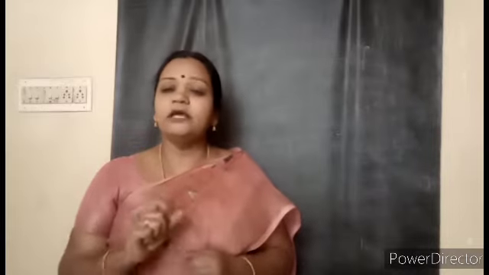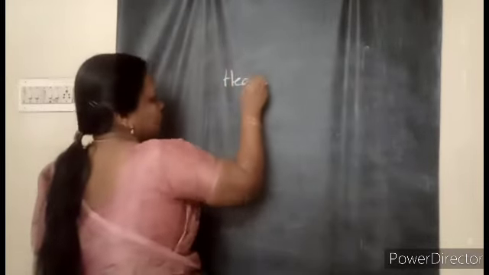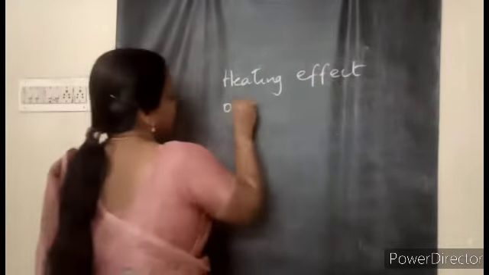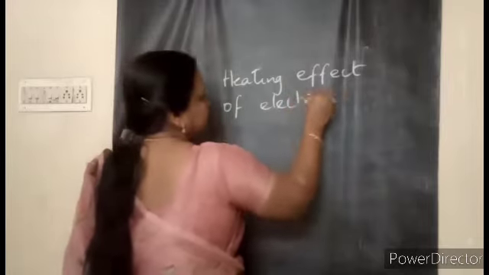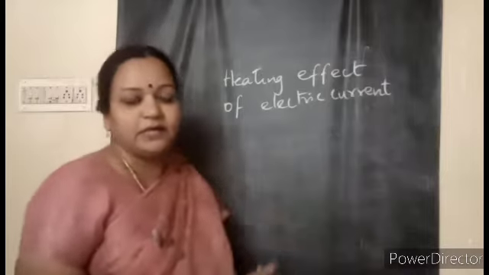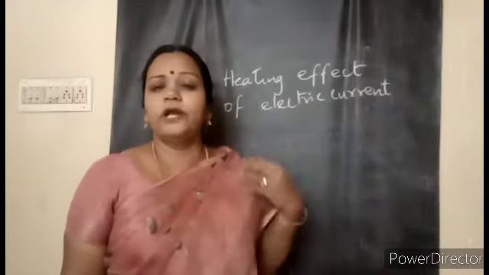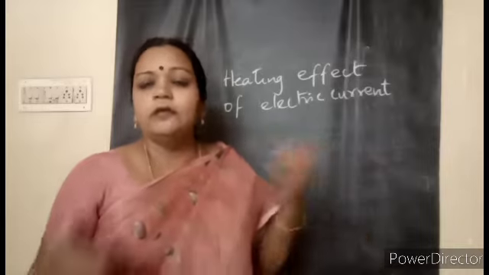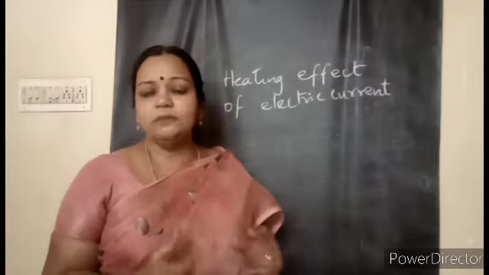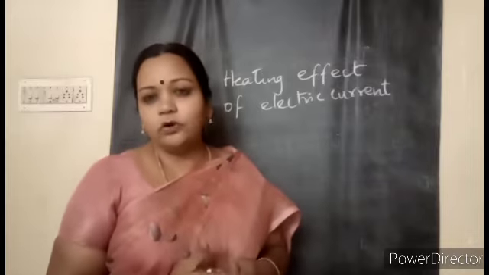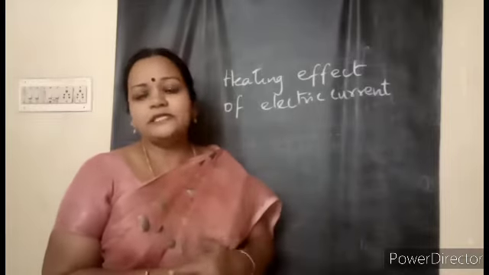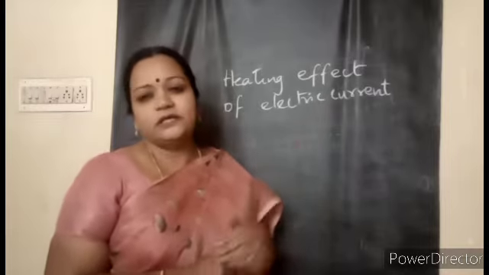Learning about the heating effect of electric current. When electric current is made to pass through conductors, depending upon the conducting material and the amount of electric energy we are supplying, the material will start getting heated up. So this can be utilized for some of our purposes. That is why many appliances in our home use this principle.